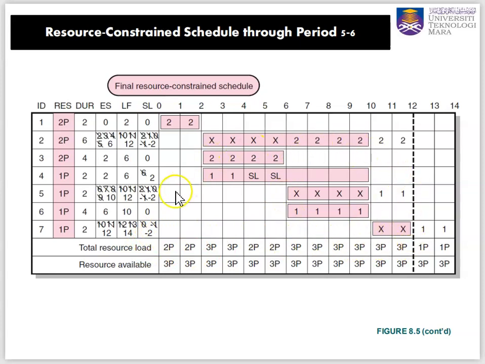So even though 5 and 6 are 0, we still cannot choose them because activity 2 is minus 2, so less than 0. So we put 2% here, 2% here.